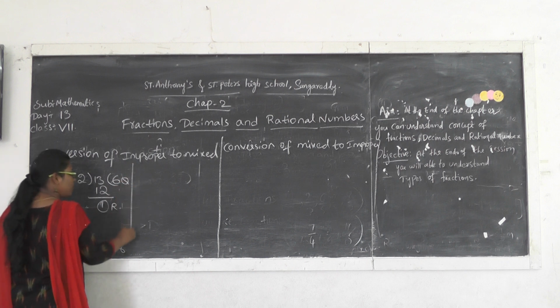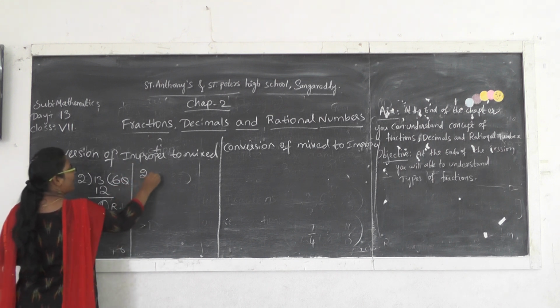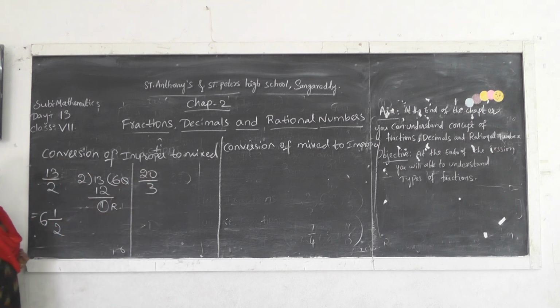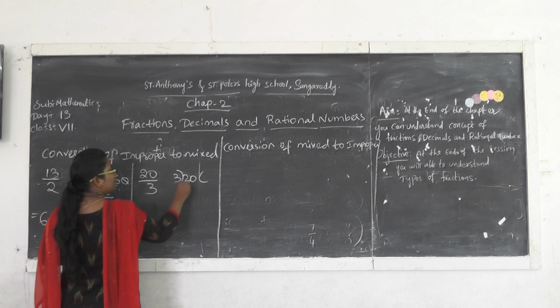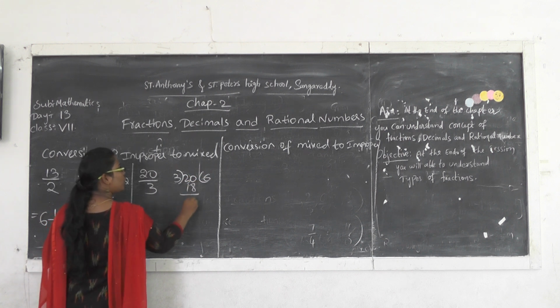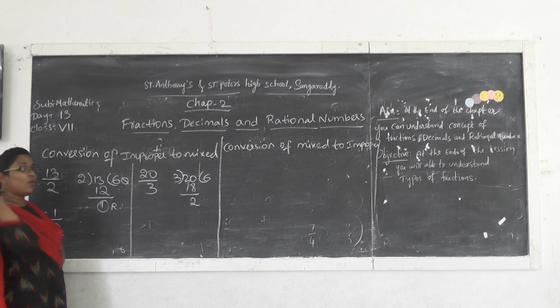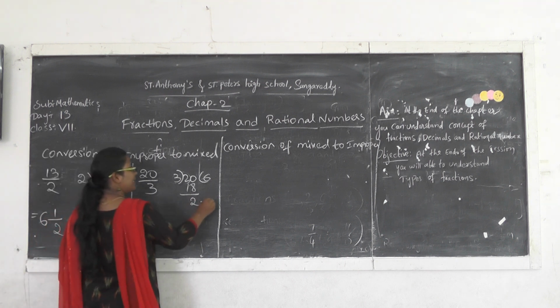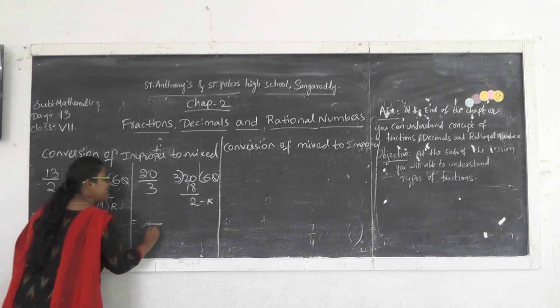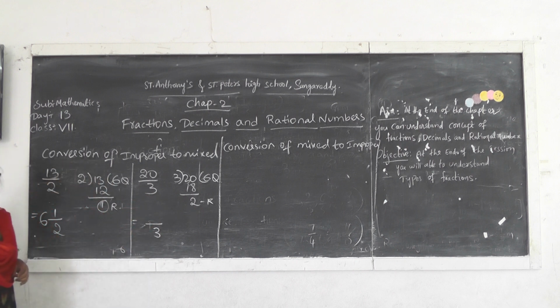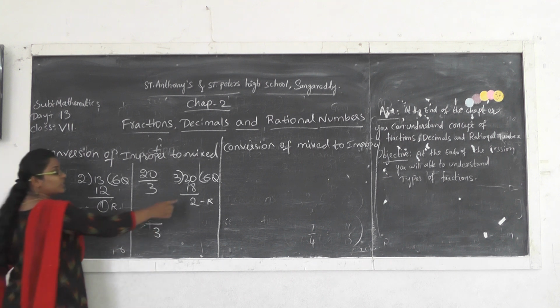So let me take one more example. 20 by 3. This is also an improper fraction. Yes. So first step, what do we have to do? First we have to do division. 3 sixes are 18, 2 is the remainder. Now what do we have to do? This is the remainder and this is the quotient. Now, what is the denominator here? 3. Write the 3 as it is in the place of denominator.